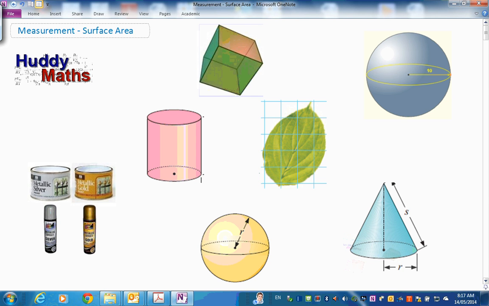Hey, welcome to the surface area installment on measurement, and let's look around the screen. And surface area, that's the area of the outer surface of an object. Sometimes it's going to be a three-dimensional object. We've got some little examples around the screen here. And why would we want to measure the outside area?